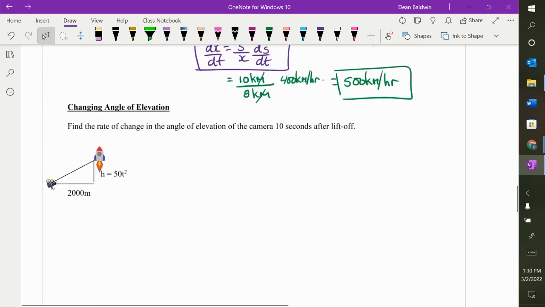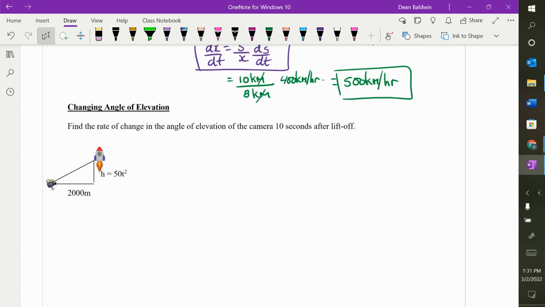All right. Now the angle one. Find the rate of change in the angle of elevation of the camera 10 seconds after liftoff. So we got a rocket ship flying into the air. Its height is described as 50 times t squared. It is 2,000 meters from the camera. What does it mean by t squared? Time squared. T is time, sorry.